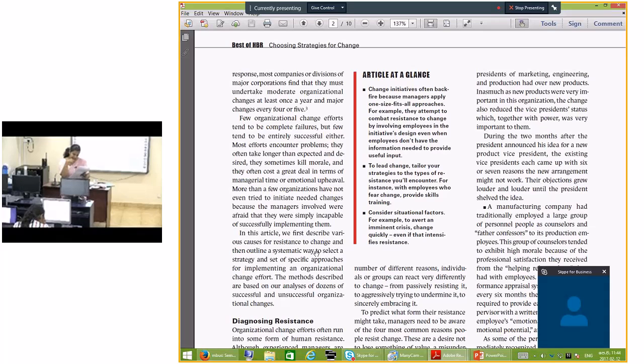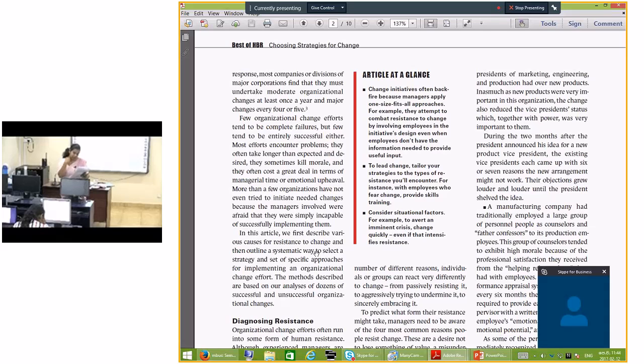The first one is a desire not to lose something of value, a misunderstanding of the change and its implications, a belief that the change does not make sense for the organization, and a low tolerance for change. What we learned, all those things are included here also.